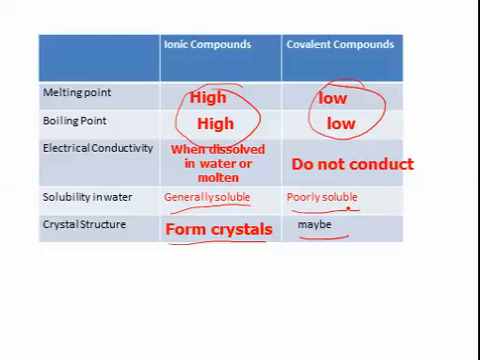And so those are the big differences between ionic and covalent compounds, and those come from the difference between the strength of the forces that hold ions together versus the strength of the forces that hold molecules together.